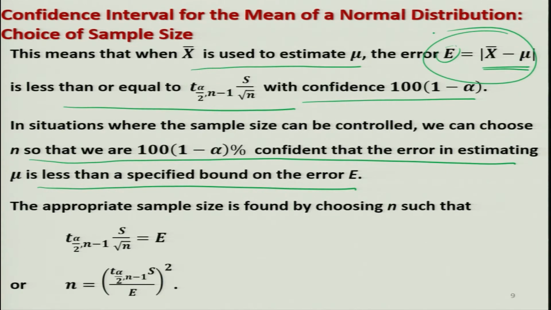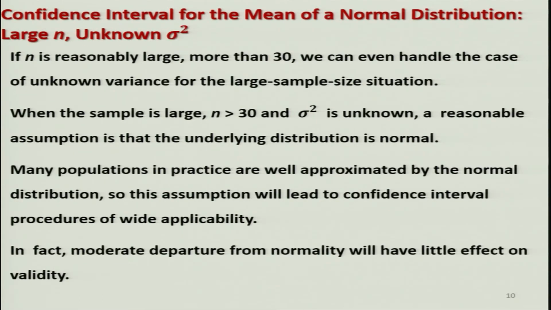Now, the appropriate sample size can be found by solving the equation t alpha by 2, n minus 1, into S by root n is equal to capital E, and this will give us the value of n like this: n equals (t alpha by 2, n minus 1, into S divided by E) whole square. From there you can obtain the optimum value of n. But you have to be careful in the case when sigma square is unknown and you are using the t distribution.